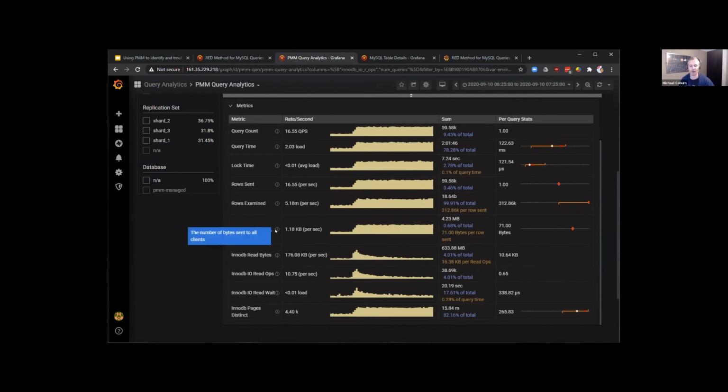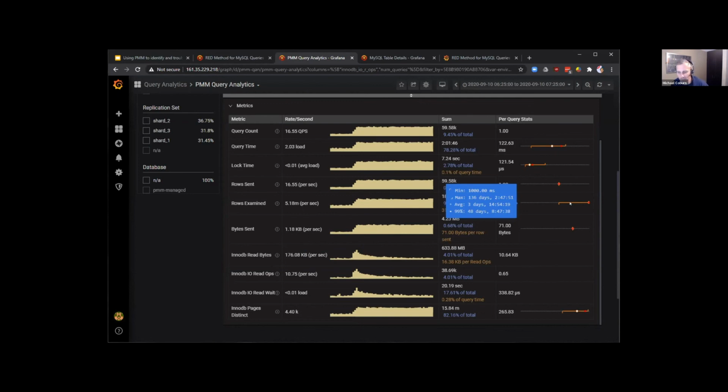Okay, so what is the volume of data, the bytes sent back to all clients? A neat thing about these spark lines now is you can hover over them and get per minute interval values and what the rate is and what the time period is. On the far right side, we have this cool little widget that gives you the min, max, average, and 99th percentile for that specific metric series. So what it informs me about, in this particular case, rows examined.